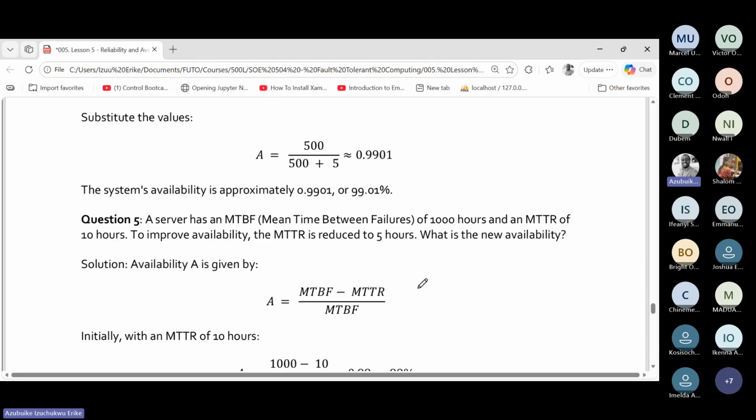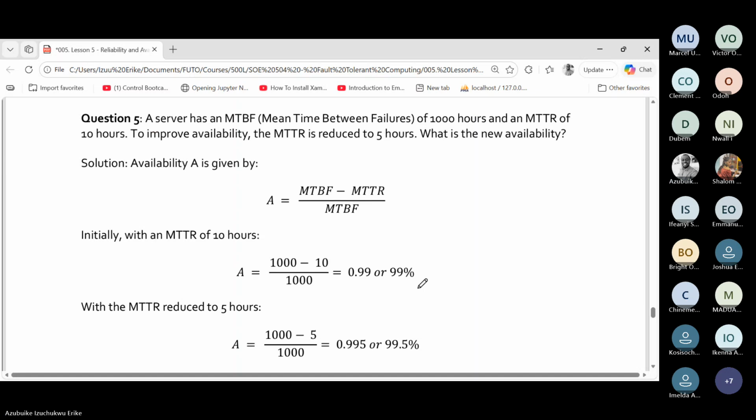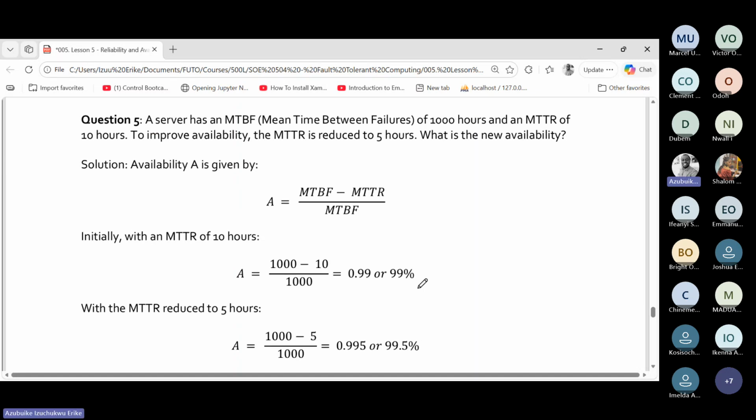Then we have question number 5. A server has a mean time between failures of 1,000 hours and a mean time to recover of 10 hours. To improve availability, the MTTR is reduced to 5 hours. What is the new availability?